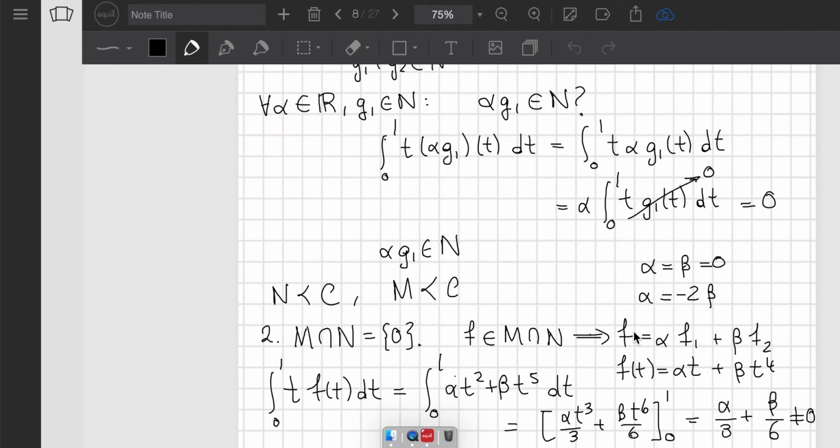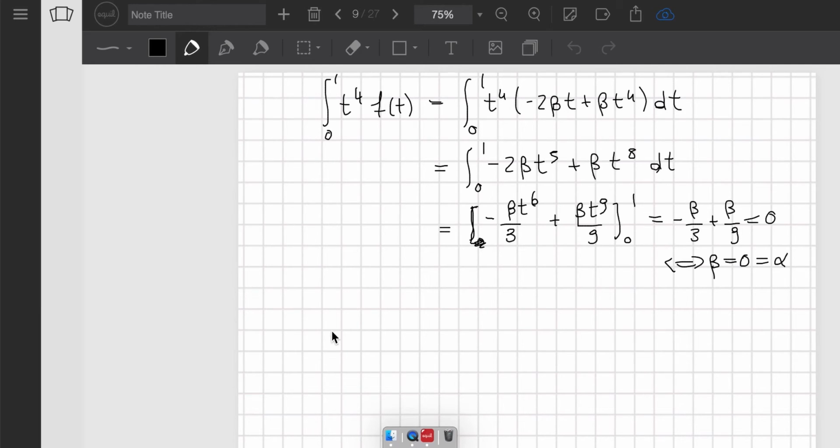And so the only function f belonging to the intersection M ∩ N is the 0 function. And so our second point has also been proven. So M intersection N is equal to the 0 function.